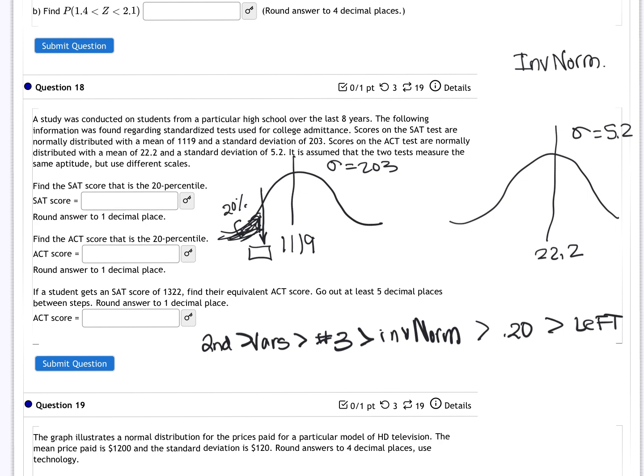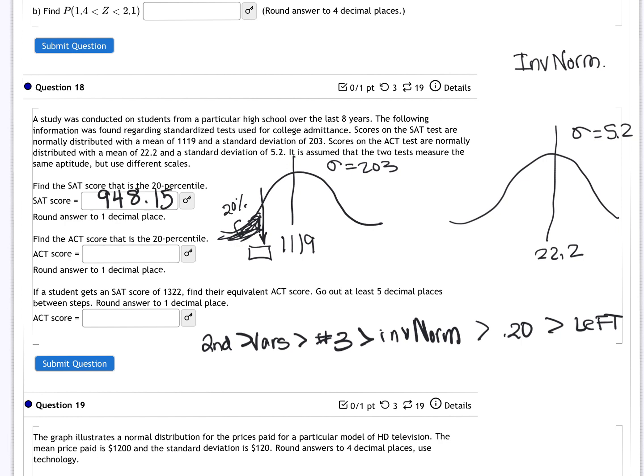If your TI-83 is older and you don't have a newer TI, it just defaults to left, so you don't have to worry about that. And you hit paste and hit enter. And the answer here is my 20th percentile is 948, and it probably is rounded to the nearest whole number, but if it wasn't, it's 948.18.